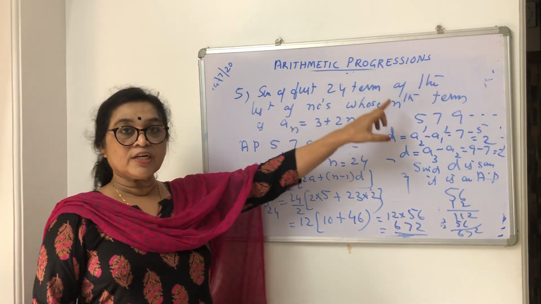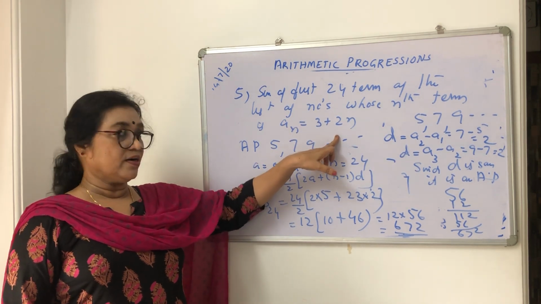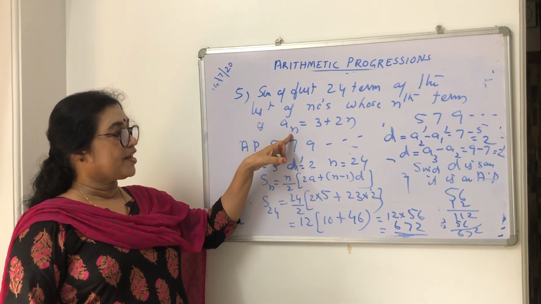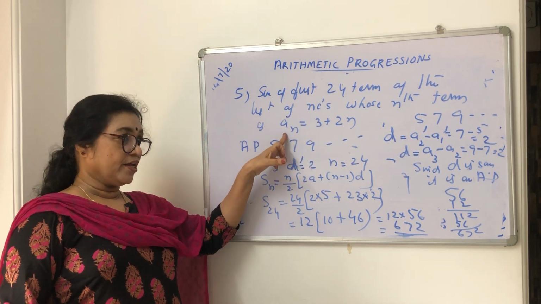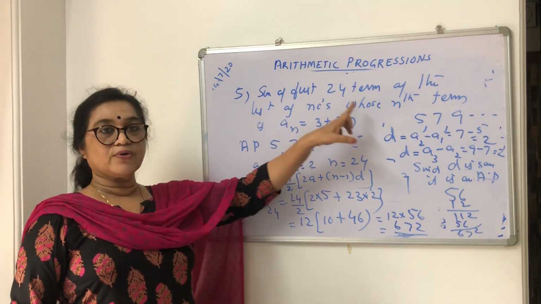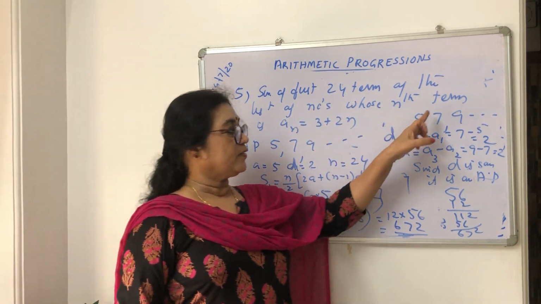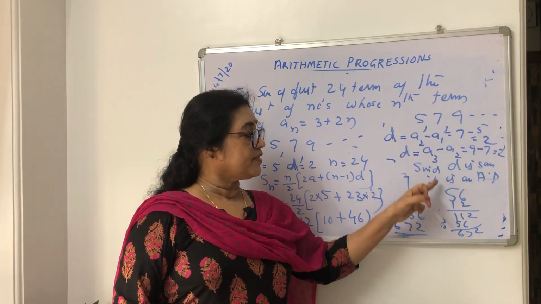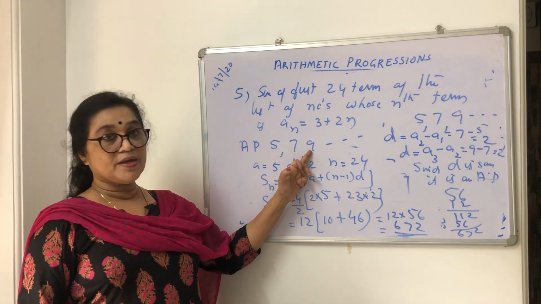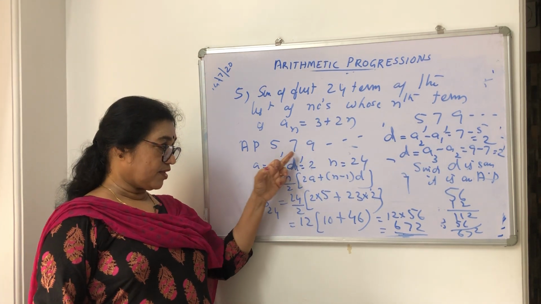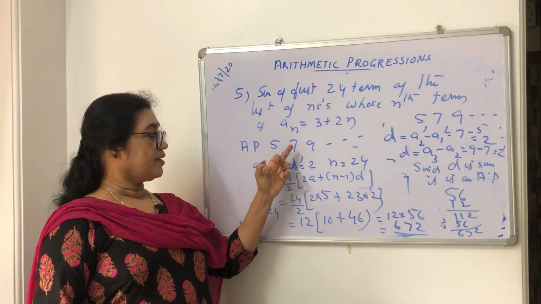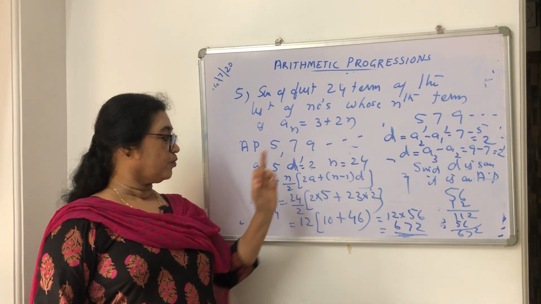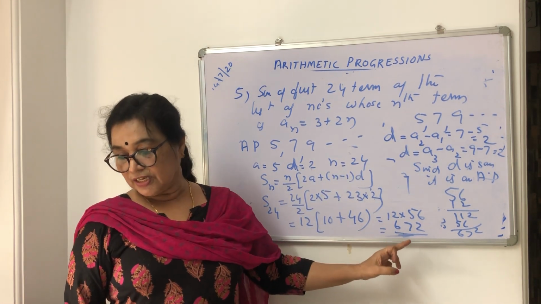So our AP is not given, only the nth term is given. You should first find the list of numbers. Take n as 1, you get the first term, n as 2, the second term, n as 3, the third term. So you got 5, 7, 9. Then in each case you find D. Since D is the same, it is an AP. Then you take this AP: A is 5, D is 2. Then for the sum of 24 terms, n is equal to 24, you find S24 as 672.